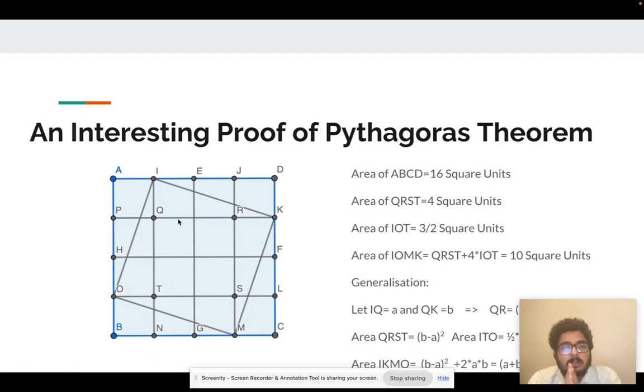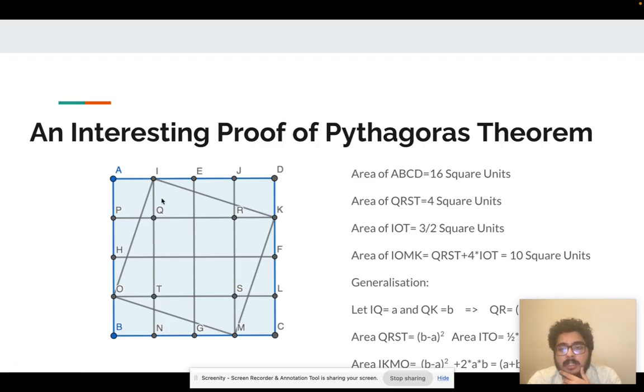That completes the square. This is 4, and you are able to see that all these 4 triangles are exactly the same. There is no difference between them. Just find the area of one of these triangles. How you'll find it is very easy. This has side of 1, this has side of 3.